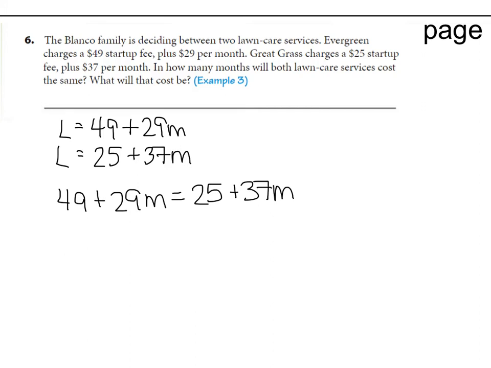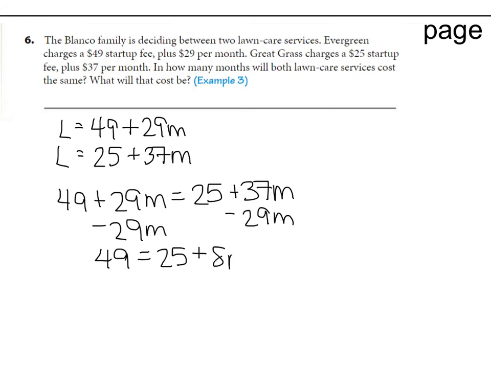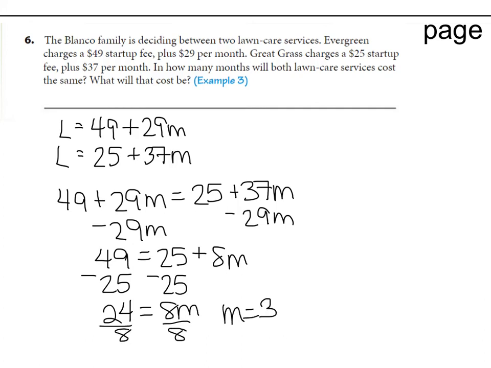And then solve for m. So I'm going to subtract 29m. Again, that's not the only way you could have done this. So I have 49 is now equal to 25 plus 8m. So then we're going to subtract 25. So we now have 24 is equal to 8m. Divide by 8. So 3 months is when the charges would be the same.